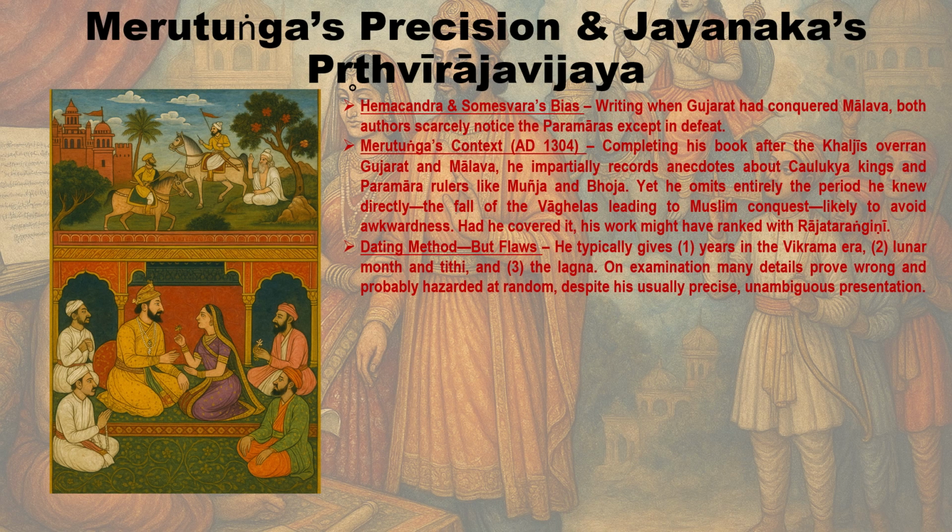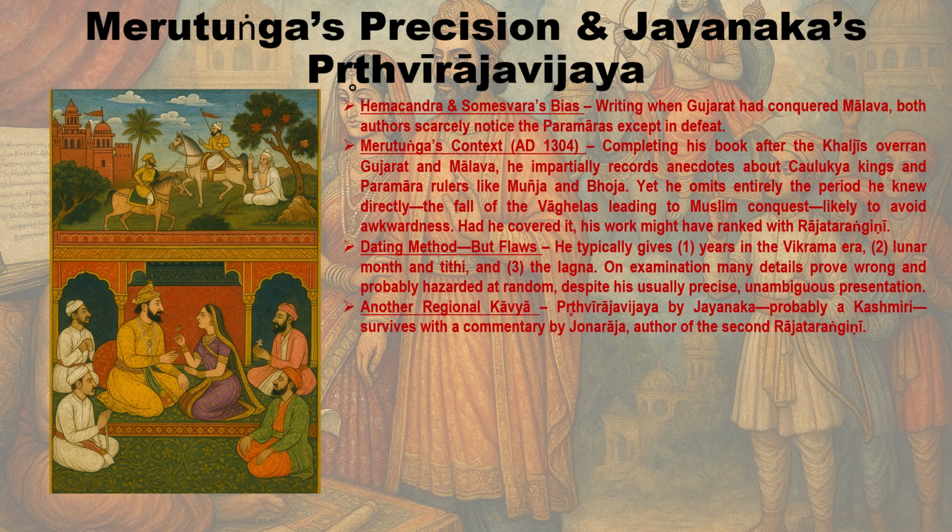Dating method but flaws. He typically gives 1, the year in the Vikrama era, 2, the lunar month and Tithi, and the Lagna. On examination, many details prove wrong and probably hazarded at random, despite his usually precise, unambiguous presentation.